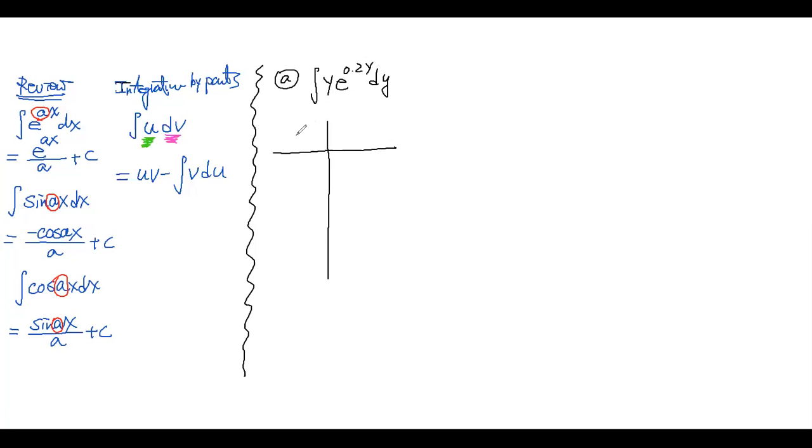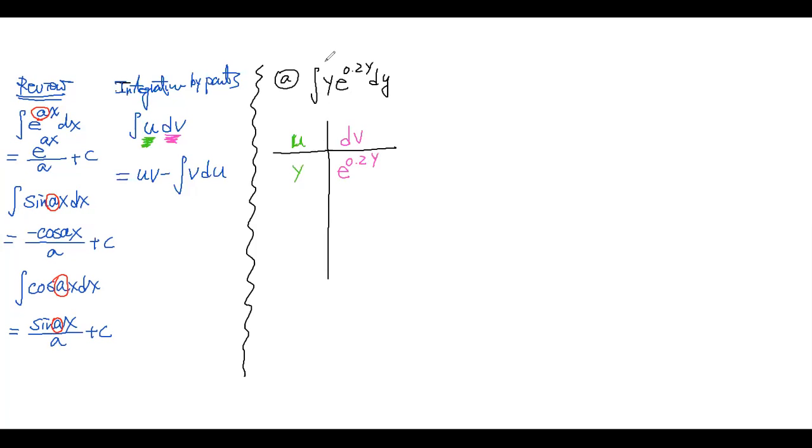In this column, I'm going to put what I'm choosing for u, and in this column, what I choose for dv. I'm going to use color coding, which may be a little easier. Here for dv, I'm going to put e to the power 2y.